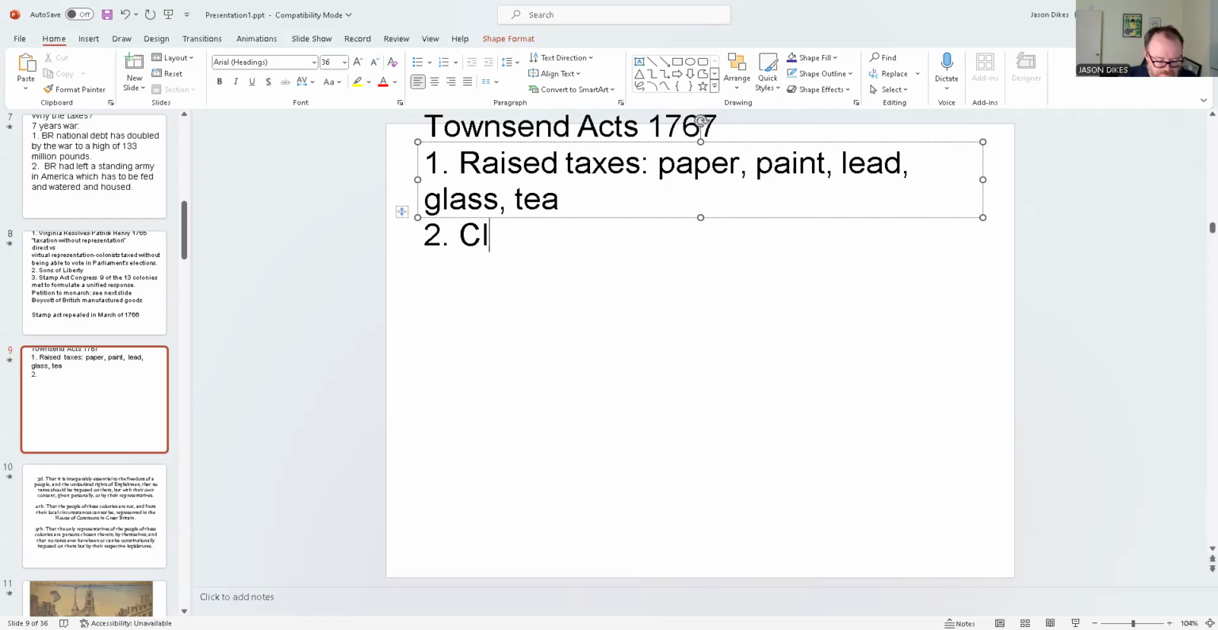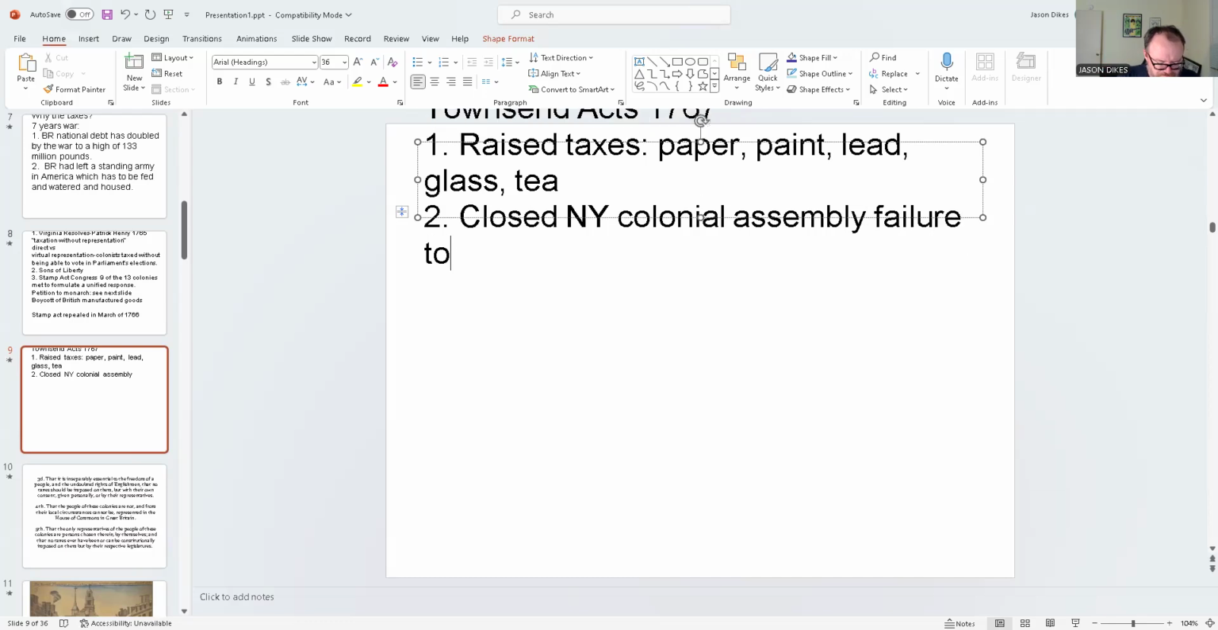And then second, it closed down New York's Colonial Assembly. New York's Colonial Assembly had been kind of skirting the Quartering Act for about 2.5 years. And so finally, Parliament just closed down the New York Colonial Assembly.